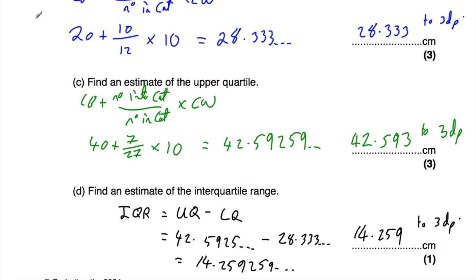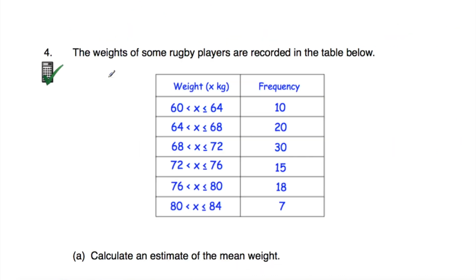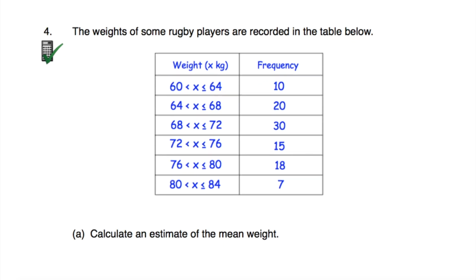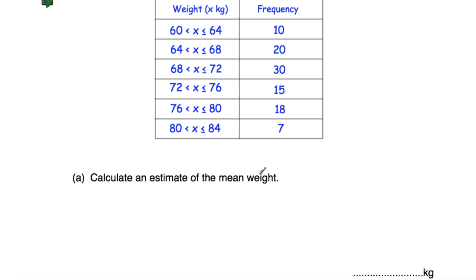Okay, let's have a look at our next question. Question number 4. Okay, so question number 4 says, the weights of some rugby players are recorded in the table below. So we've got the weights of some rugby players and we've got the frequencies and their weights. And part A says, calculate an estimate for the mean weight.